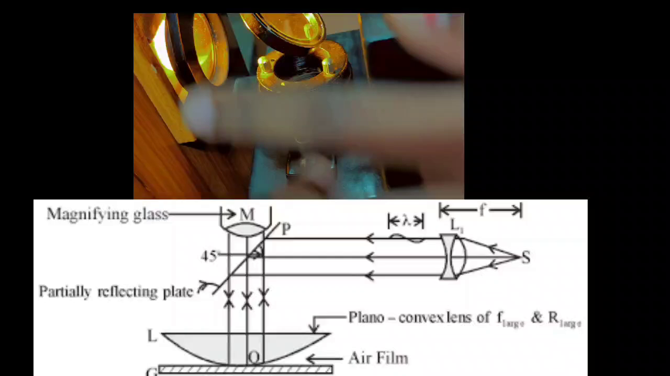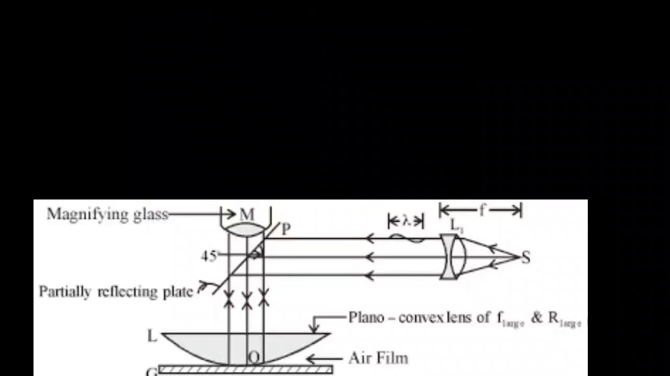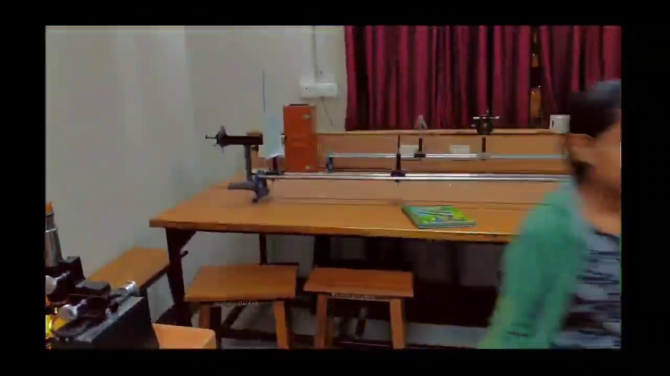Now discuss the lens and plate. A plano-convex lens is placed on a flat glass plate. At the point of contact, there is a very thin air film. Now Kamlendra will explain the further part.